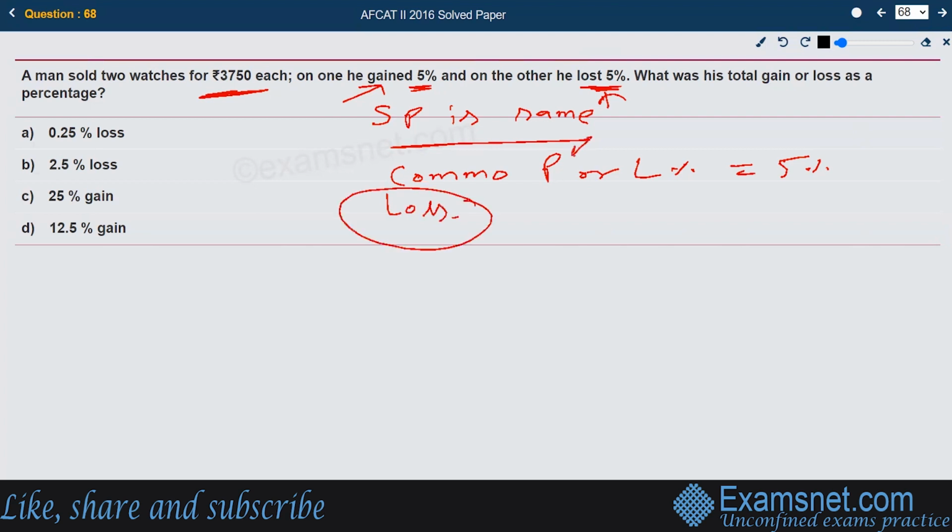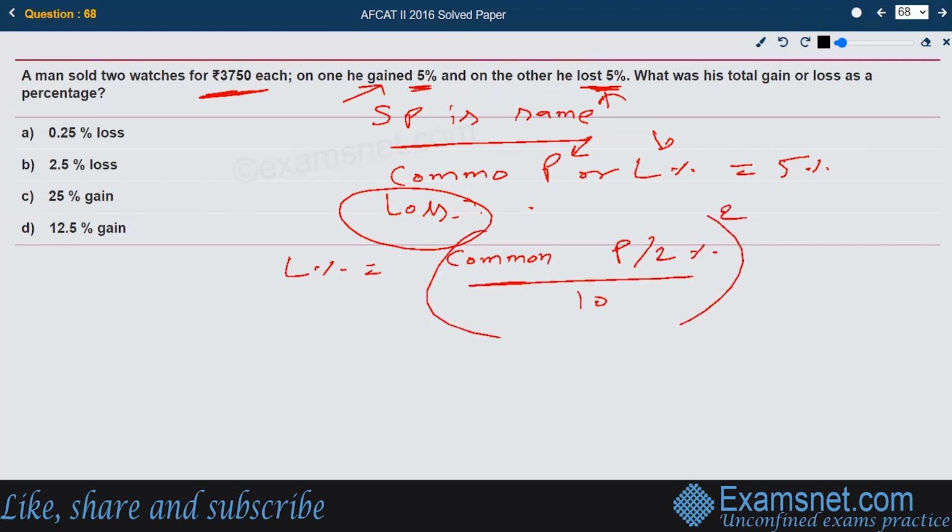When you have a common profit or loss in two deals with a common selling price, you ultimately suffer a loss. And there is a formula with which you can find out the common loss. The ultimate loss percent in case of the common selling price and common profit or loss is: common profit or loss percent divided by 10, whole square, percent. The selling price value is not to be used because that is the same.